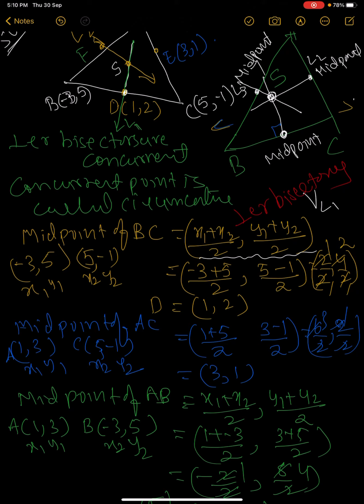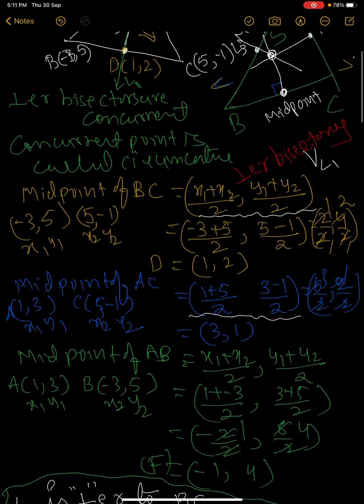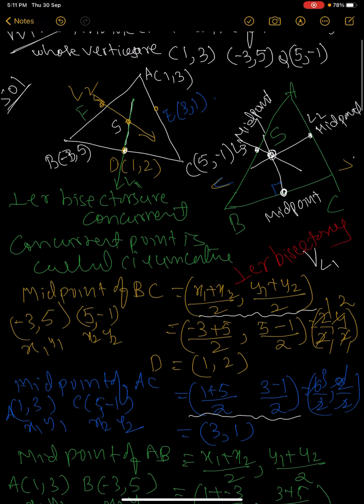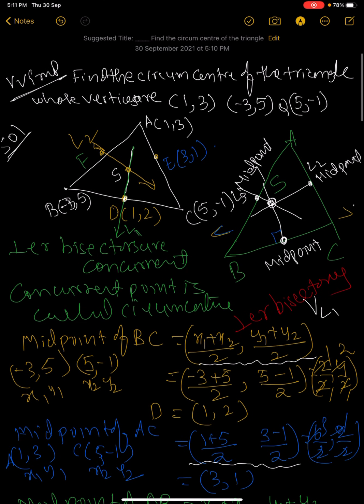In the case of AC, A is (1, 3), which is (x1, y1), and C is (5, -1), which is (x2, y2). The same formula, (x1 plus x2) by 2, (y1 plus y2) by 2. Here x1 is 1, y1 is 3, x2 is 5 and y2 is -1. We write the values and we get 6 by 2 and (3 minus 1) by 2, which is 2 by 2. Here (3, 1) is the midpoint of AC. This is the point E.